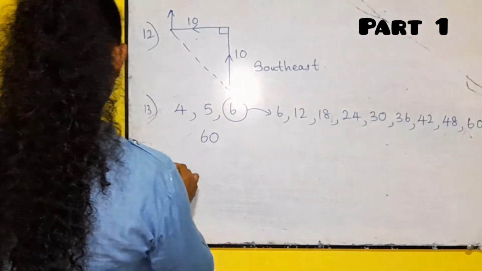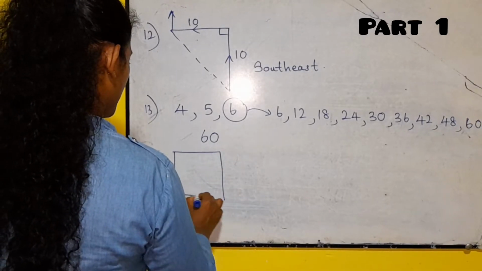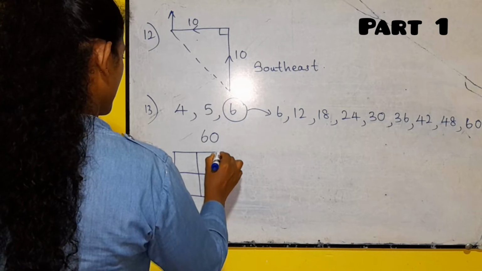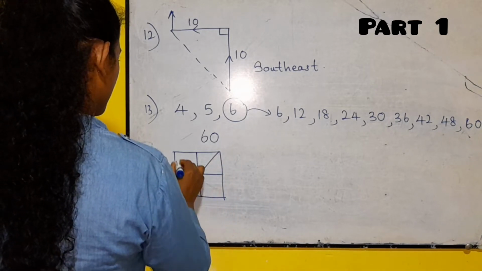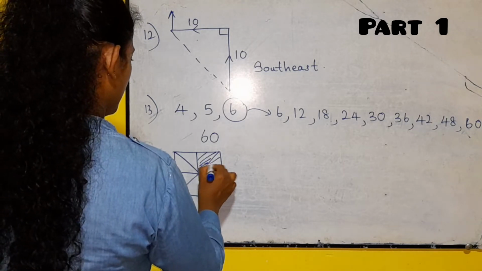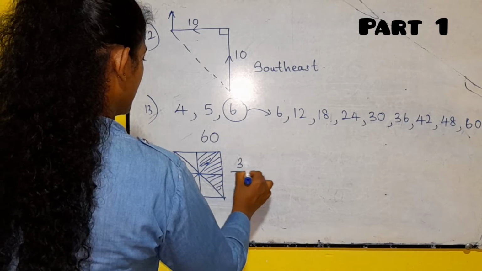Number 14. Shade 3 over 8 in the figure. This is the diagram, that is a square. So you can divide this figure like this into 8 parts. Then you can shade 3 parts to represent the fraction 3 over 8.